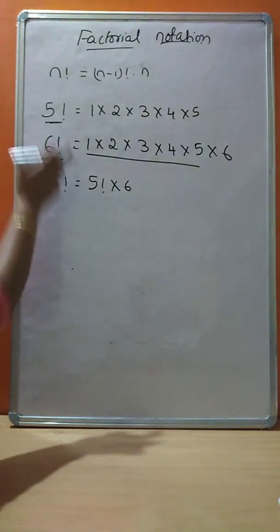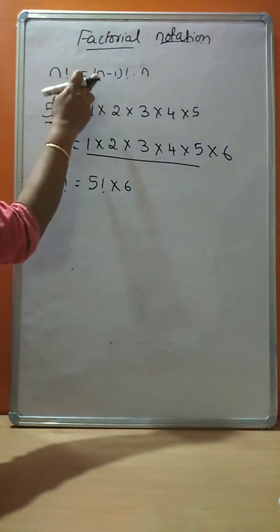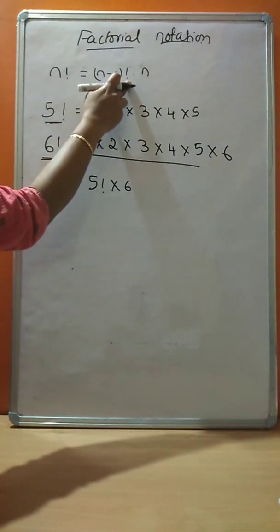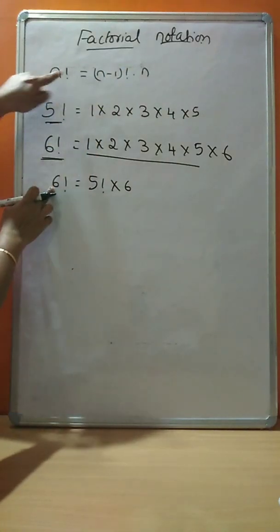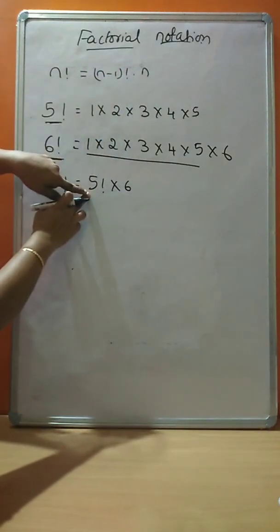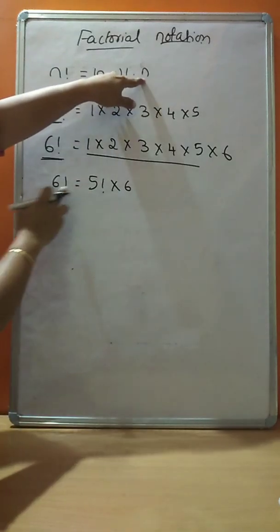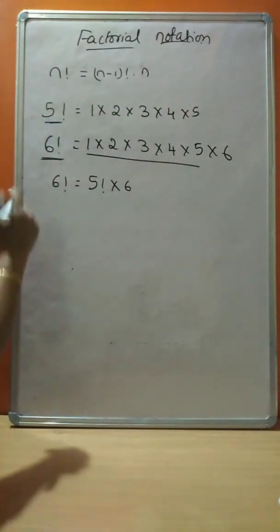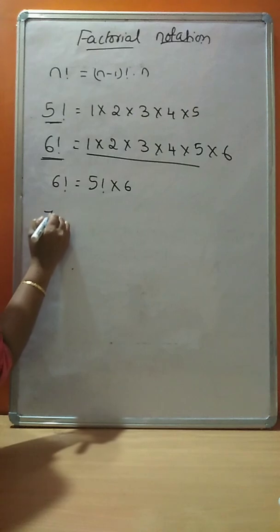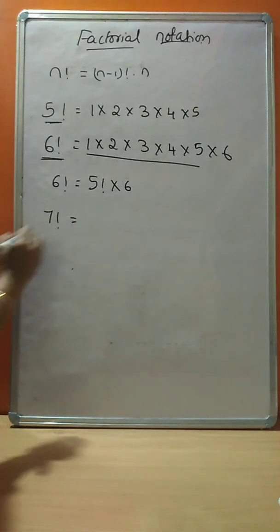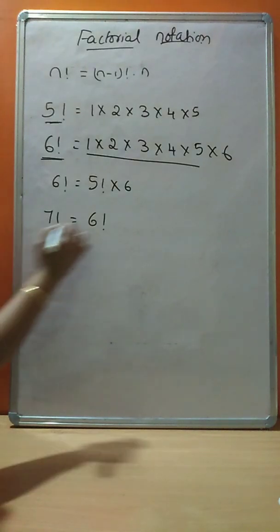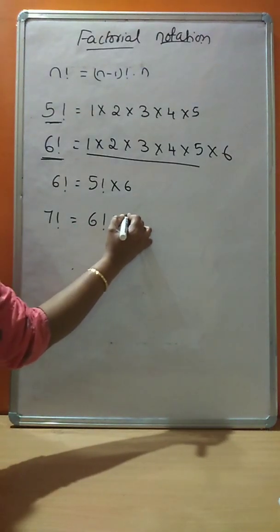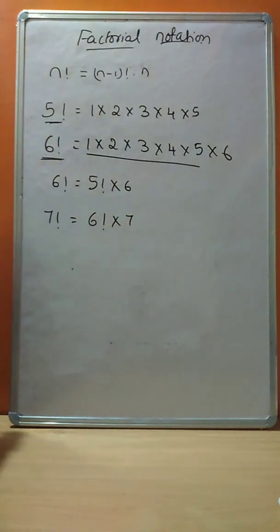Okay. Similarly, n factorial is n minus 1 factorial into n. See, here the value of n is 6. 6 minus 1 is 5, into the value of n, 6. Yes. Similarly, tell me, what can 7 factorial also be written as? 7 factorial can also be written as 6 factorial into 7.